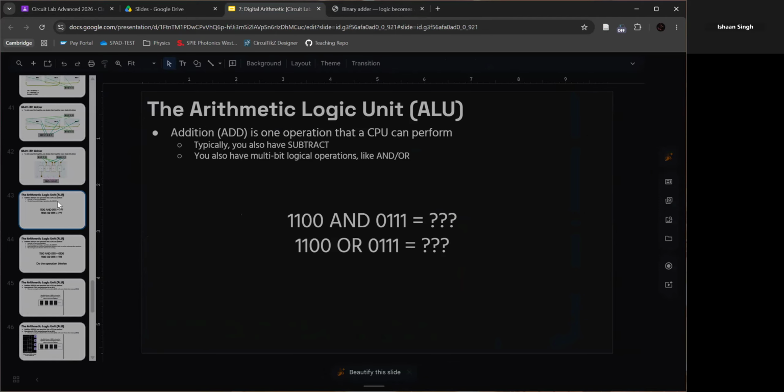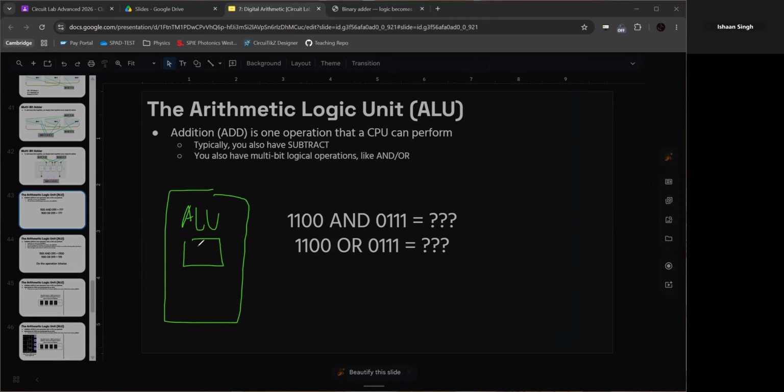Now, addition is implemented in a CPU in what we call the arithmetic logic unit, ALU. The ALU has addition as one of the operations it can perform. So an actual ALU, say this is our ALU, has many operations it can contain.